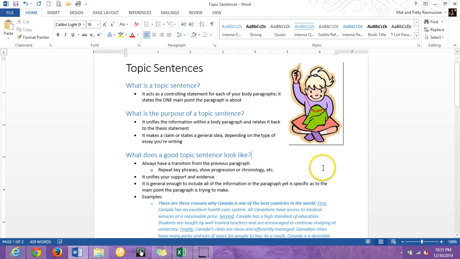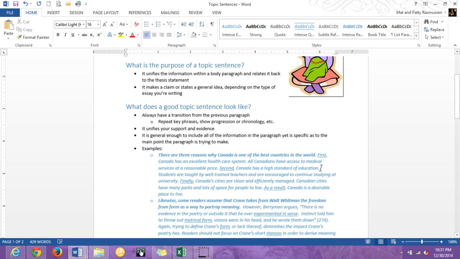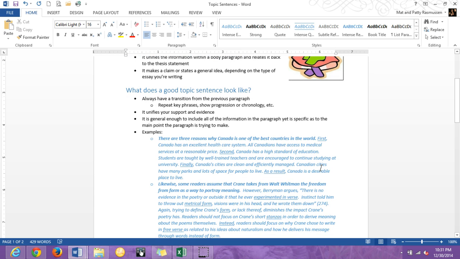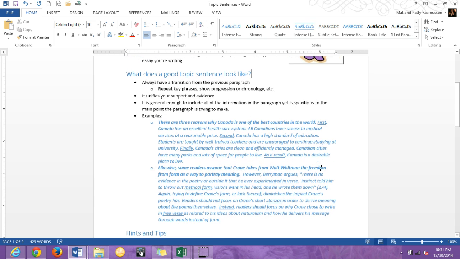So what does a good topic sentence look like in an essay? Not in an essay, in a paragraph. We're shrinking down in our scope of what we're looking at. So you always want to make sure you have a transition from the previous paragraph. So if in your first body paragraph you need to signal that you're getting started in your essay, and then in each paragraph you need to show your progression of thought.